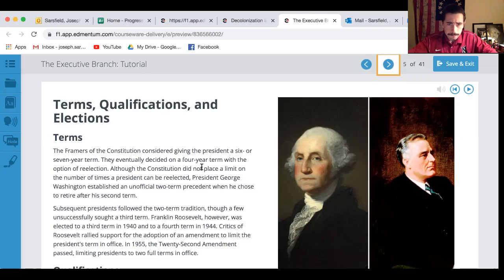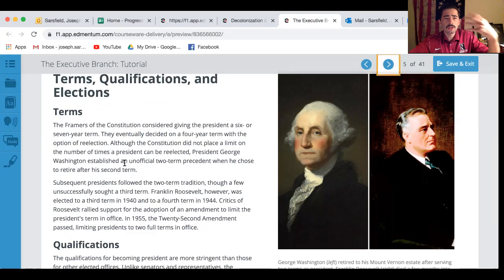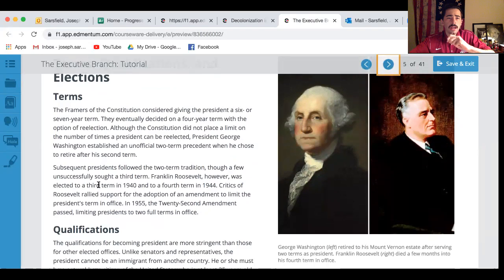All right, so this slide talks about the terms and qualifications. The Constitution is pretty vague as to all of the terms and qualifications. Up until the 22nd Amendment, there was no presidential term limit. George Washington stepped down after 2, which was the example that he wanted to set. That worked all the way up until FDR, who is pictured here on the right on slide 5. FDR had 4 total terms, and he would have probably served more if he had lived longer.